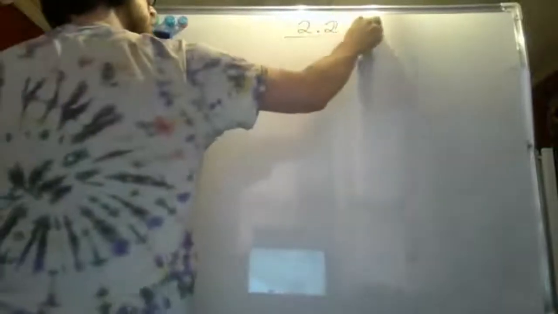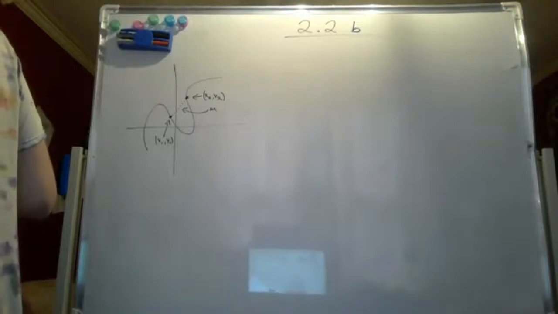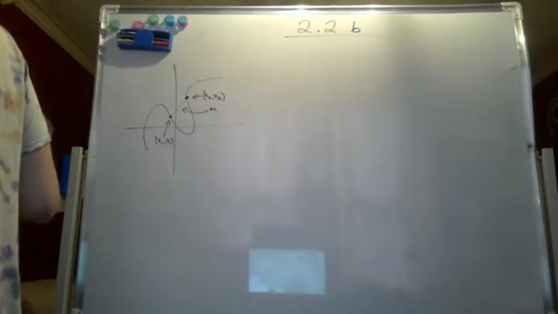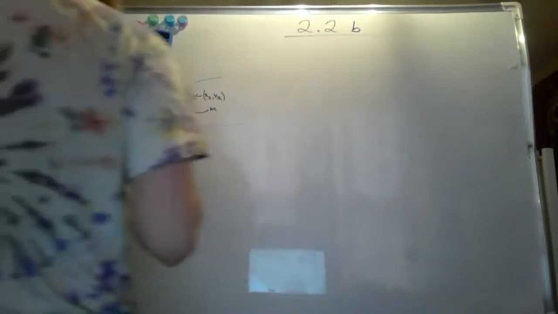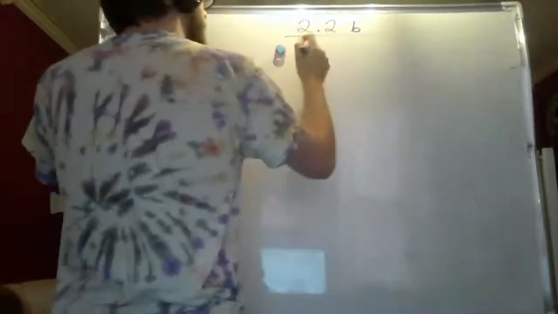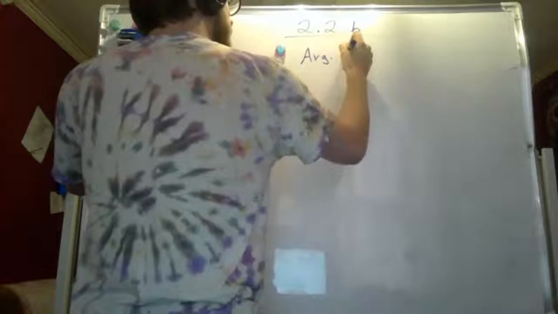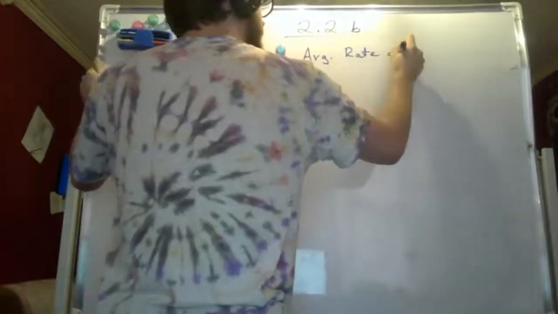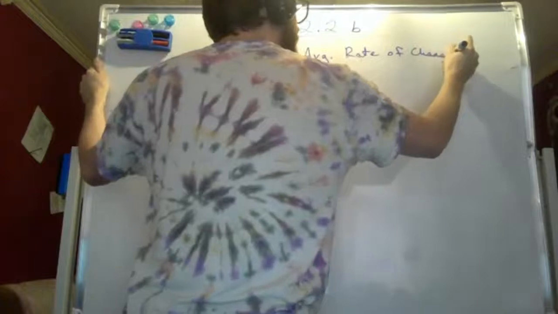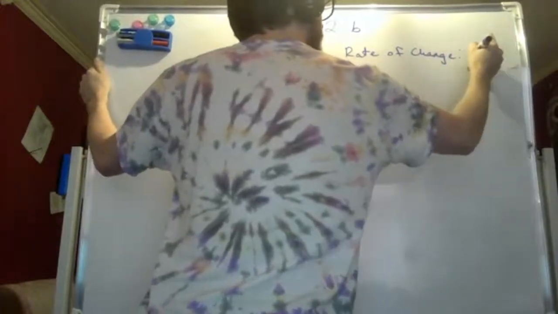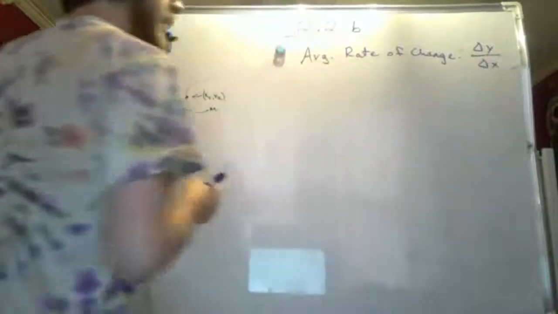All right, so 2.2b. Again, this is an introduction to derivatives now, using the limit definition for a derivative. So we already have our idea for average rate of change. This is delta y divided by delta x.